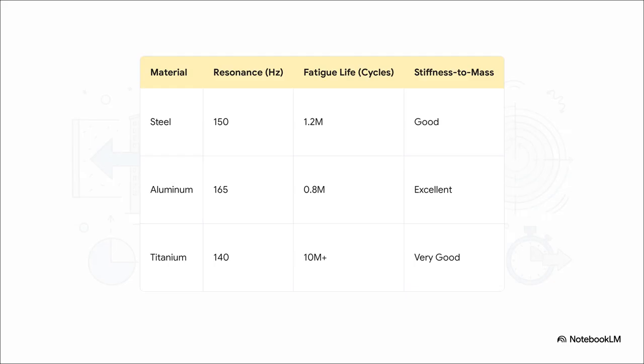And a material trade study like this is a perfect example. I mean, look at this. In just a few seconds, you can see the whole picture. Aluminum gives you a great stiffness to mass ratio, but whoa, look at that fatigue life compared to steel. And then there's titanium with its off-the-charts fatigue performance. This isn't just guesswork. You're making data-driven decisions on the fly.